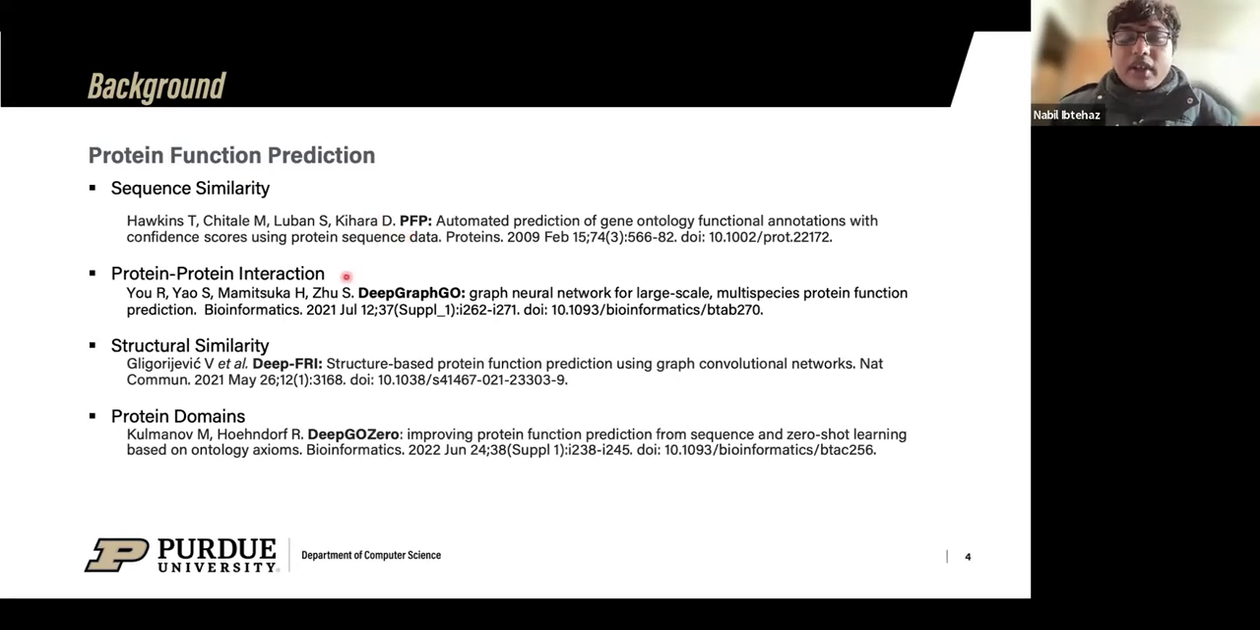Then protein-protein interaction can also help us identify functions because proteins that interact together are often involved in a shared task together. And DeepGraphGO is one particular example of a method that relies on protein-protein interaction. Again, we can predict functions from structural similarity because proteins that are similar in structure can bind similar kinds of complexes, drugs, and so on. And DeepFRI is one particular example of a function prediction method using structural information. And our focus today is protein domains. And as an example method, we have DeepGOZero.